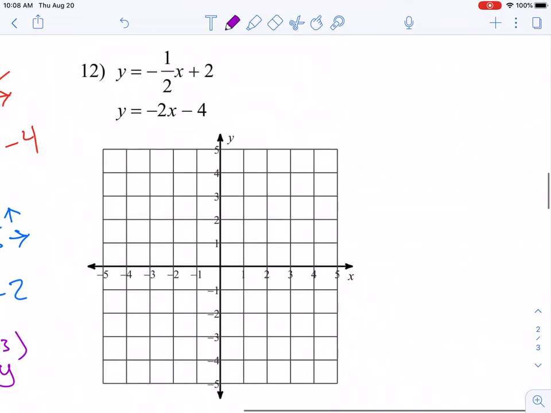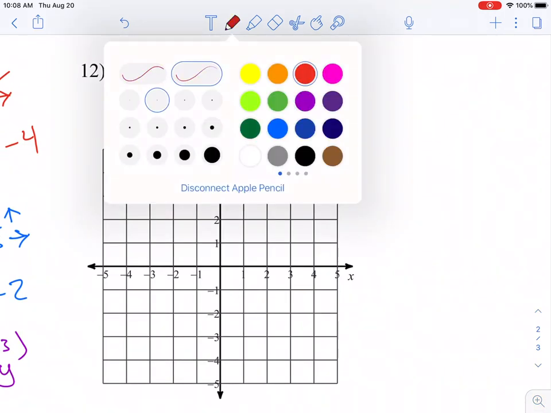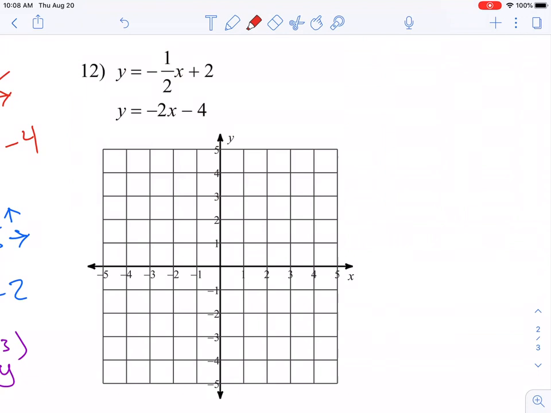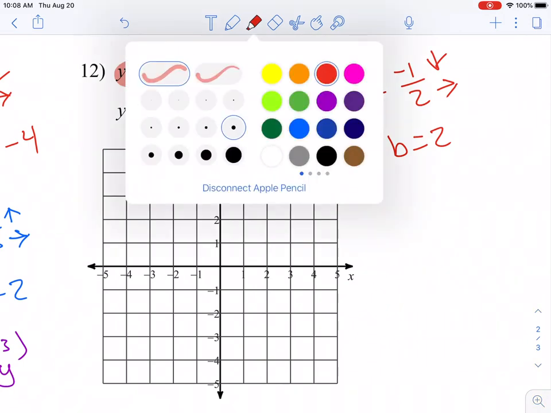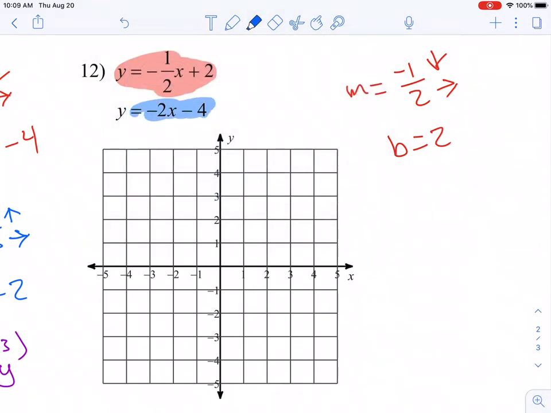Okay, I'm going to color coordinate number 12. You just use the same colors here. So my red equation, m equals negative 1 over 2, b equals 2. And we know that this is going to be down and right. It's down because it's negative, and always right. We are always moving right. And then for my blue equation, m equals negative 2 over 1, so that's going to be down and right. b equals negative 4.